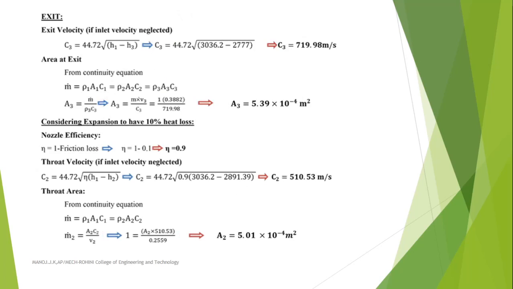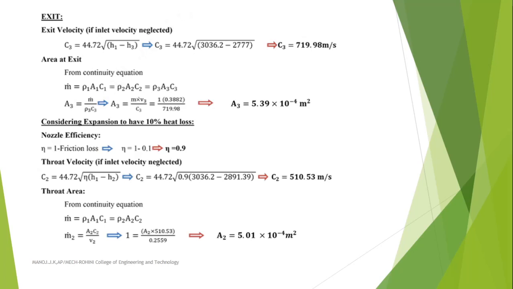Then we are going to find the exit velocity C3 and exit area A3. The same step: C3 is equal to 44.72, that is the root of 2000, into H1 minus H3 here. Now I am considering this region from inlet to exit, H1 minus H3. Therefore, by substituting all the values, we will get the exit velocity as 719.98 meter per second.